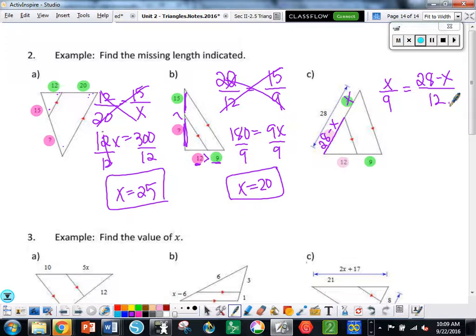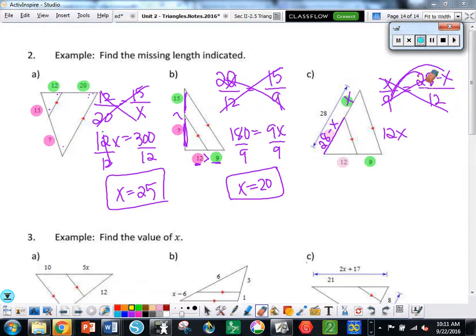Hey, this is a really good review on how I cross multiply something like this. So I don't want anybody to miss this kind of a problem. When I cross multiply these two, what do I get? 12x. What do I have to do here? It's like I have to, who gets the 9? The 28 and the x. I'm going to pause for a second.